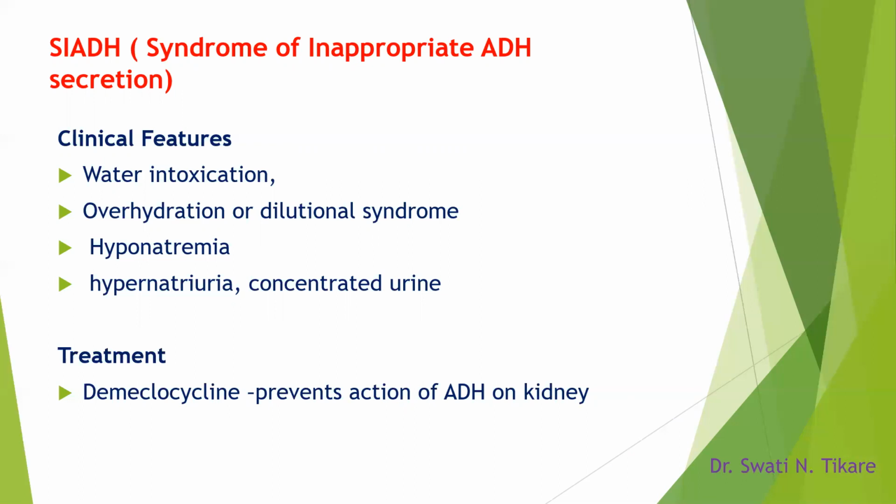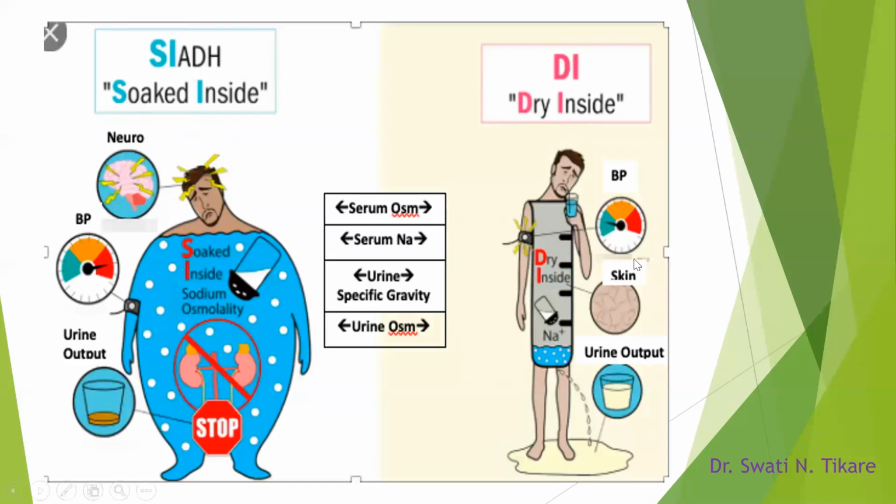Now let's see a pictorial depiction of diabetes insipidus and syndrome of inappropriate ADH secretion. Concentrate on the right side of the panel, diabetes insipidus. ADH was deficient. No ADH means no water absorption. All water is lost, so inside the person is dehydrated, dry inside. BP is falling, skin is dry. Sodium is less, but urine output is more. Dilute, lots of urine output is there.